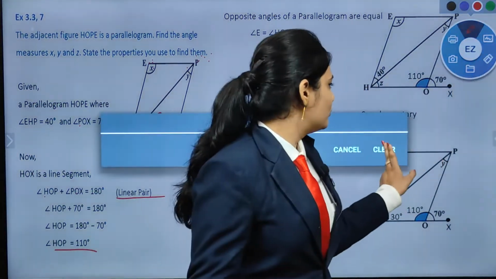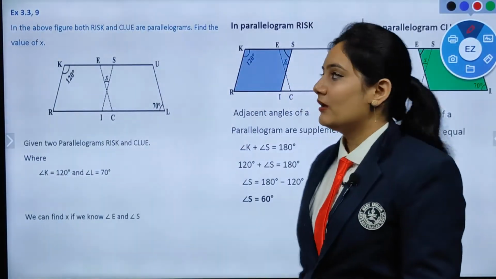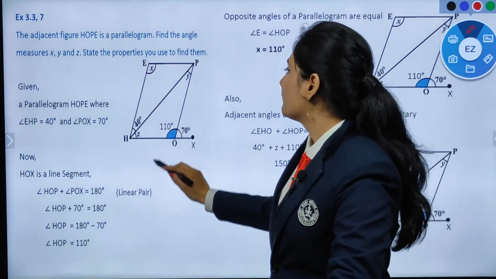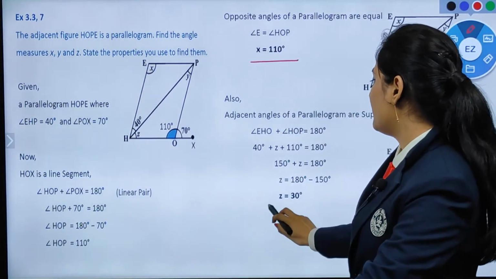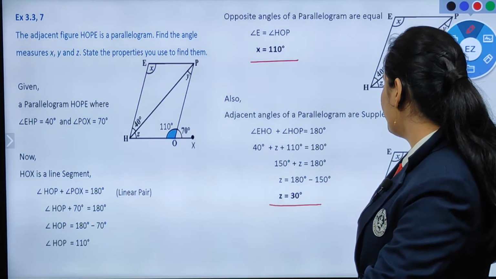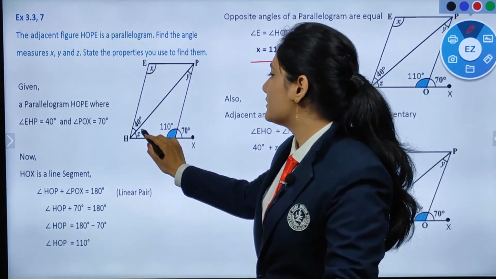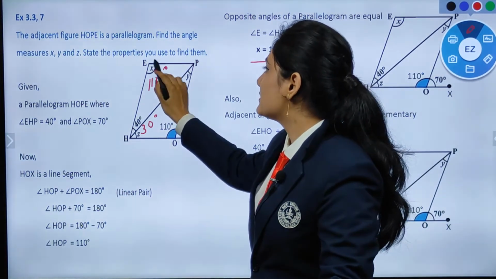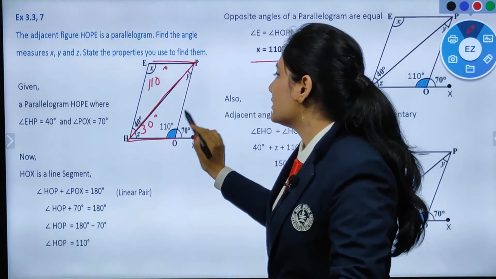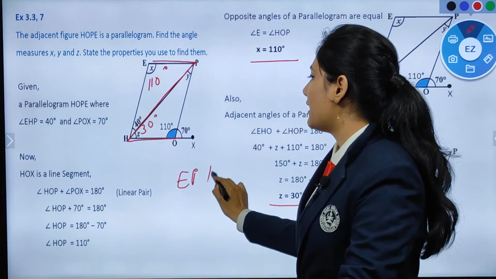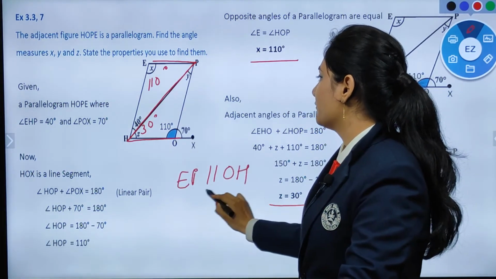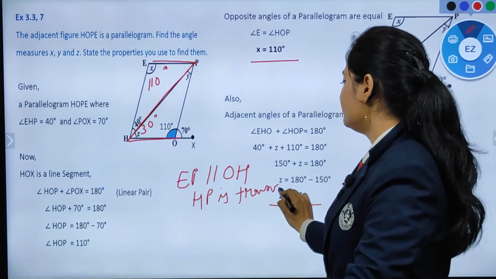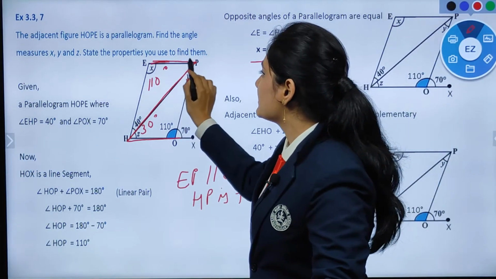Next step, what will you do? Here, next step in this, X value is what? 110. Z value is 30 degree. Can you find the value of Y? This is 30, this is 110. See, EP is parallel to OH, HP is the transversal, so it is forming a Z.